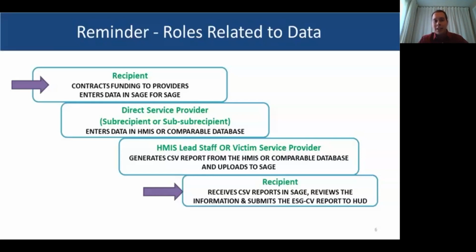Please don't forget to hit submit. That's been a historical problem under normal ESG. Just remember that once CSVs are uploaded, that doesn't mean you're done. You need to go back into Sage and hit submit.